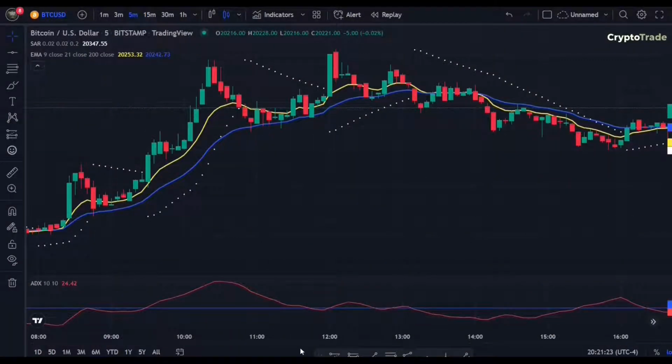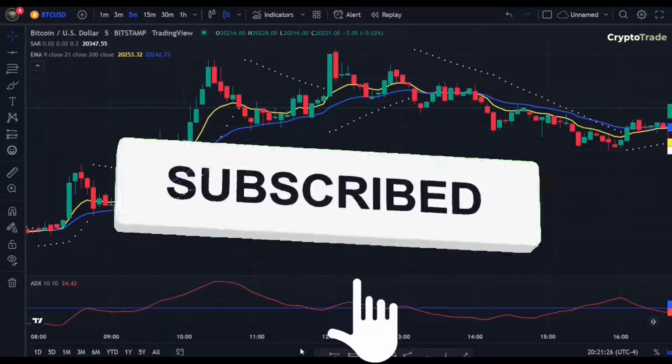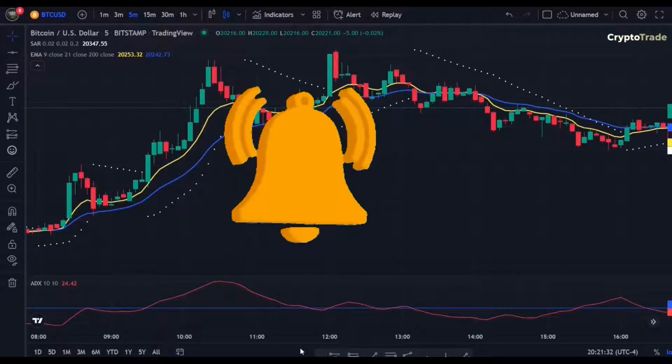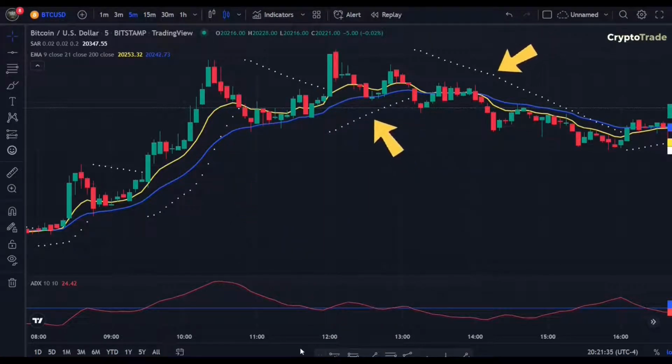The goal of this strategy is to follow the market trend and be able to find the best entry points to maximize returns. We are going to use the 5-minute time frame. We will use the dots from the Parabolic SAR to determine if we are going to place a buy or a sell order. We will use the EMA 9 and 21 as a first confirmation indicator. We will use the ADX as a second indicator confirmation.